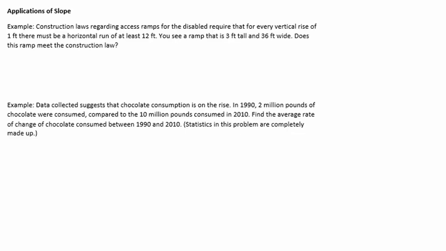Construction laws regarding access ramps for the disabled require that for every vertical rise of 1 foot, there must be a horizontal run of at least 12 feet. So already in this word problem, hopefully you recognize things that sound like slope. We've got some ramp, and every time they rise 1 foot, you have to run 12 feet. And so that ends up giving us a slope of 1 over 12.